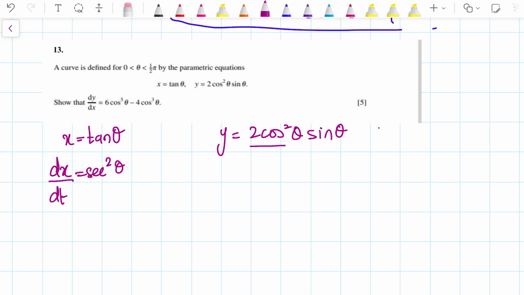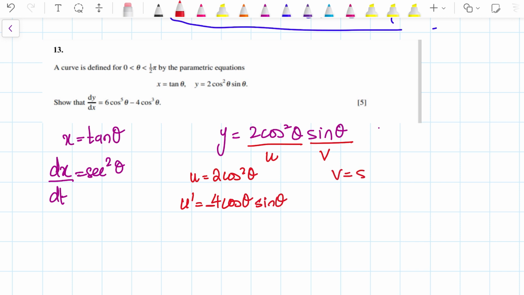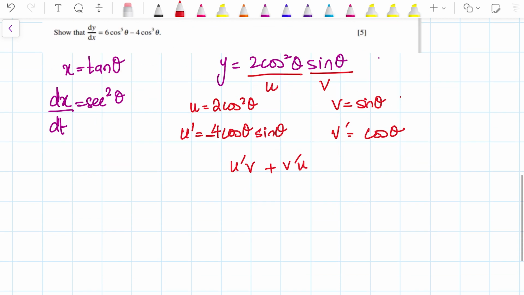How do we differentiate two trigonometric functions together? We differentiate them using the product rule. This becomes u, this becomes v. U bar is, bring the power down, subtract 1 from the power. The differential of cos is minus sine. V is sine theta. What is the differential of sine? U bar v plus v bar u.